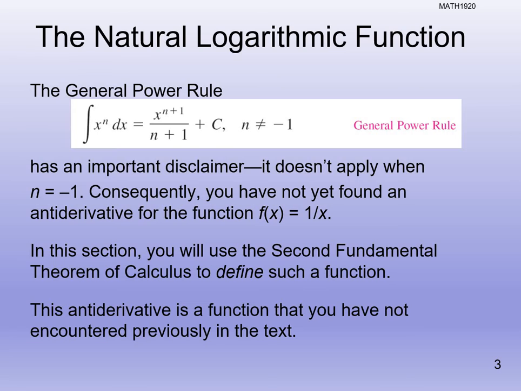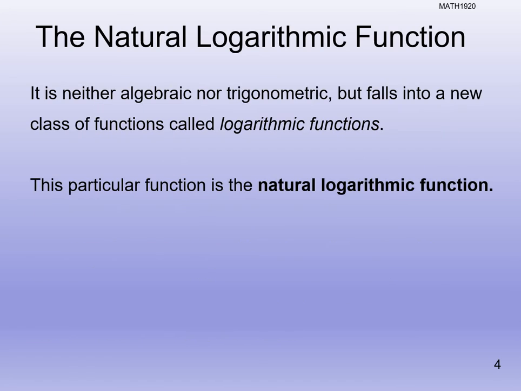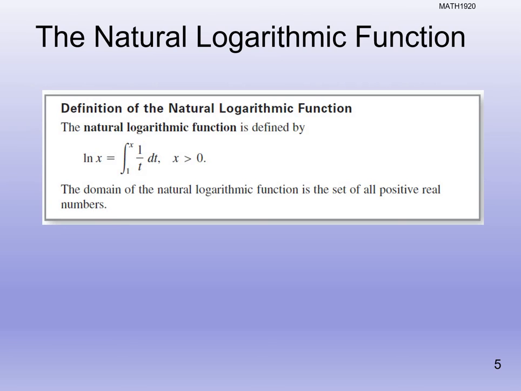The power rule doesn't always work well for us, so it's more convenient to use the natural log function. This is the general power rule that we've looked at before, and the issue is when n is -1, where it doesn't always work out well. So we're going to find some other methods for solving that integral. One is the natural log function.